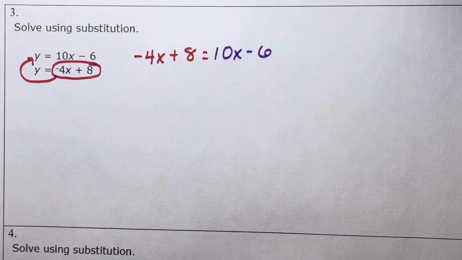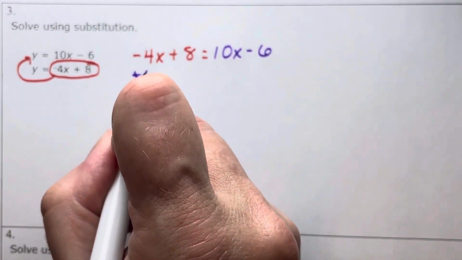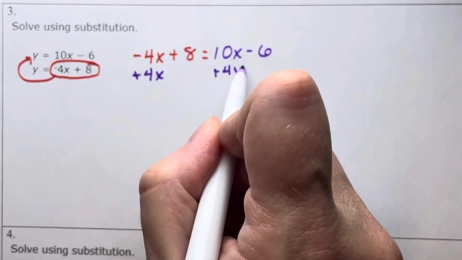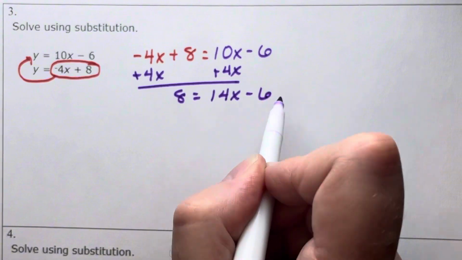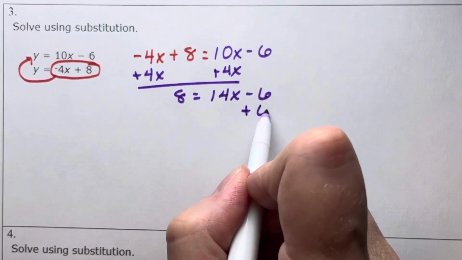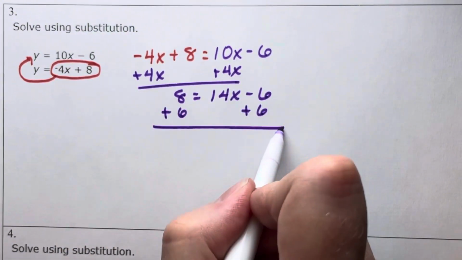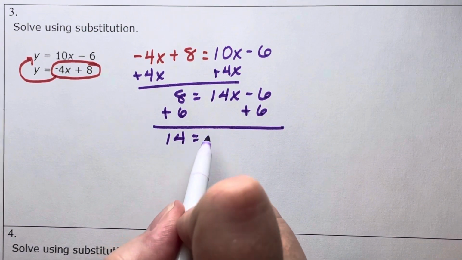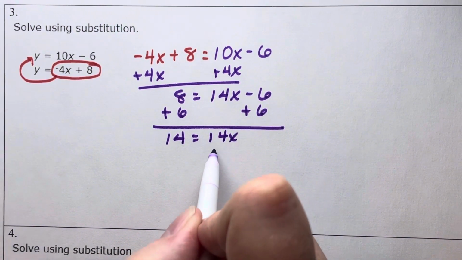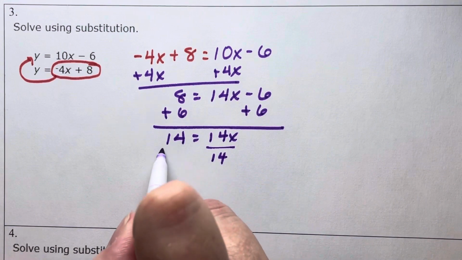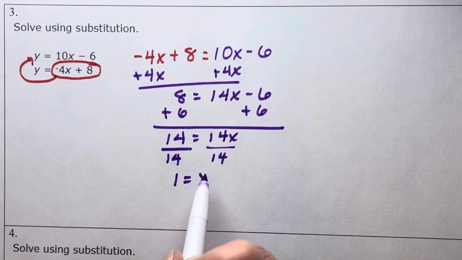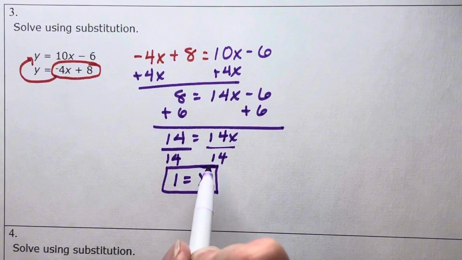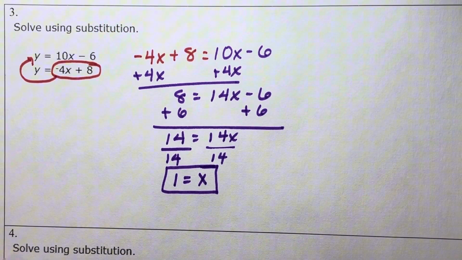Let's see what we get. I'm going to add 4x to both sides, giving me 8 equals 14x minus 6. I'm going to add 6 to both sides, giving me 14 equals 14x. And finally, I'm going to divide by 14 on both sides so that 1 equals x. I'm not going into a whole lot of detail in that solving process. I'm hoping that you're a master at that by this point.